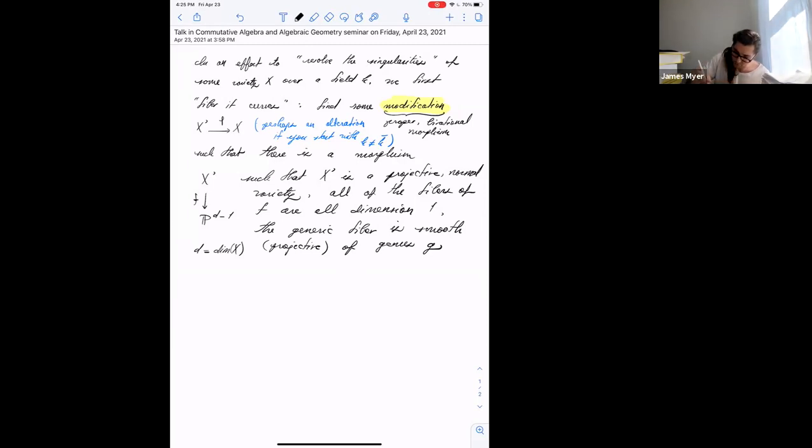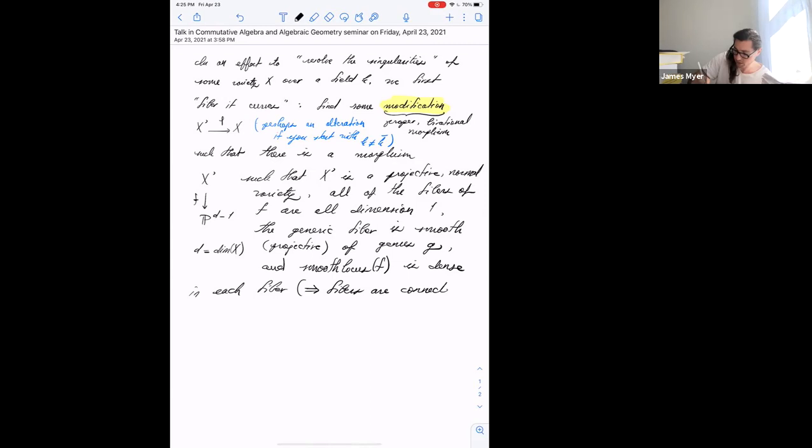And we can even make it so that the smooth locus of F is dense in each of the fibers. And that actually is important because it allows us to conclude that the fibers are connected by some argument about Stein factorization or something, but let's not worry about it. So basically, you do some modification at the beginning, maybe an alteration if you didn't start with an algebraically closed field, but that's kind of minor.